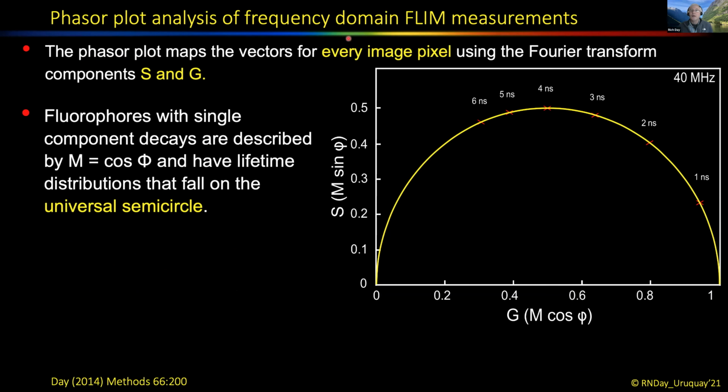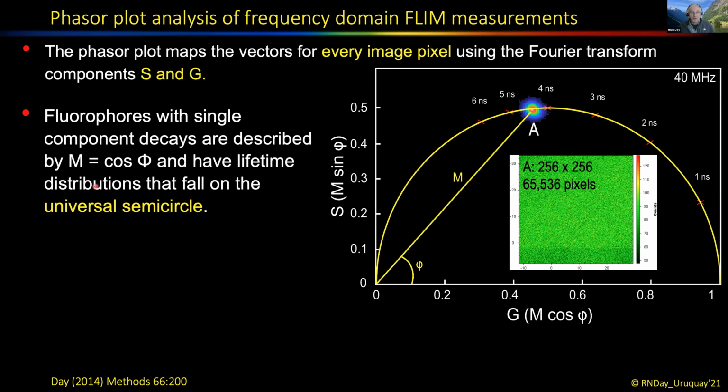These are the phasor analysis. Every pixel in my image goes through a Fourier transform into the S and G components. Fluorophores with a single component lifetime are described by the modulation and the cosine of the phase, and have a lifetime distribution that will always fall on this universal semicircle. The other key point I want to mention: this is actually a purified fluorescent protein on a cover glass, and this is a 256 by 256 image. There are 65,000 pixels in this image.